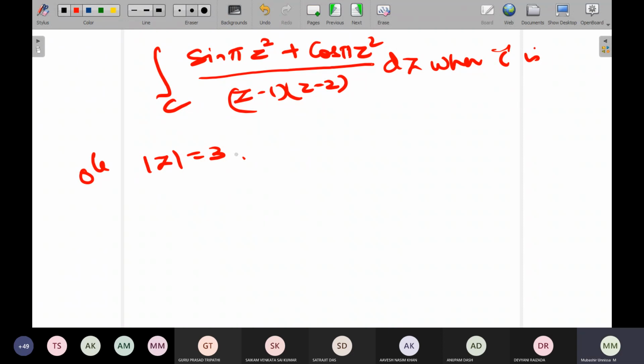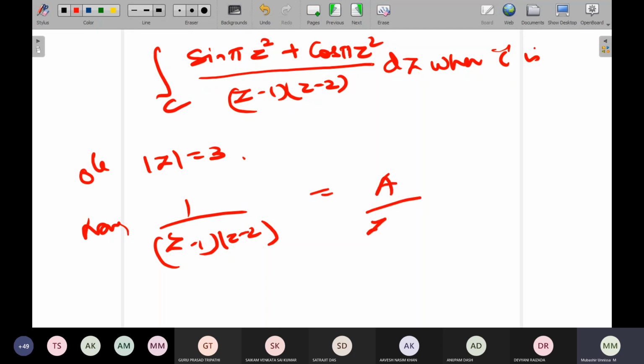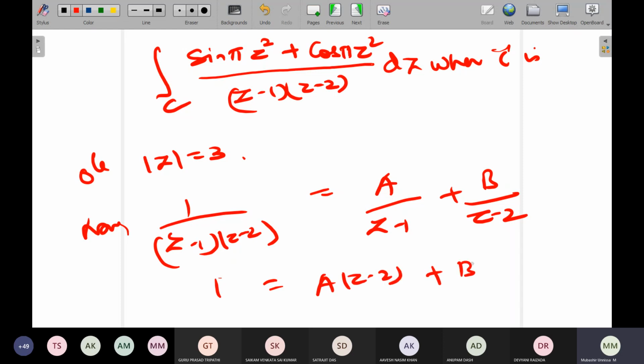See here, you can see mod z is equal to 3. So 2 and 1 both will lie inside. So the only thing you have to do is apply partial fractions. To do the partial fractions, you can take 1 by z minus 1 into z minus 2 as a by z minus 1 plus b by z minus 2, and find the value of a and b. So a into z minus 2 plus b into z minus 1. So put z is equal to 2, you will get b equal to 1.